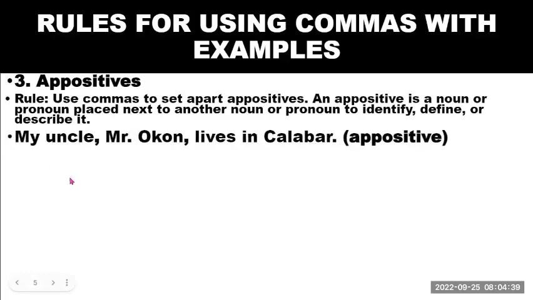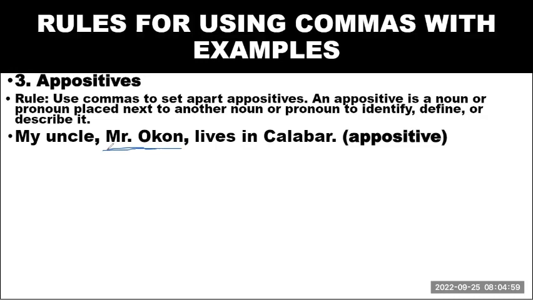Let's look at the example so I will show you. "My uncle, Mr. Okon, lives in Calabar." Now, what an appositive does, and the appositive here is Mr. Okon, let me exactly show you. This is an appositive. When we place a noun phrase side by side with another noun phrase, my uncle is a noun phrase, Mr. Okon. Mr. Okon is my uncle. My uncle is Mr. Okon. So that is exactly what an appositive does.